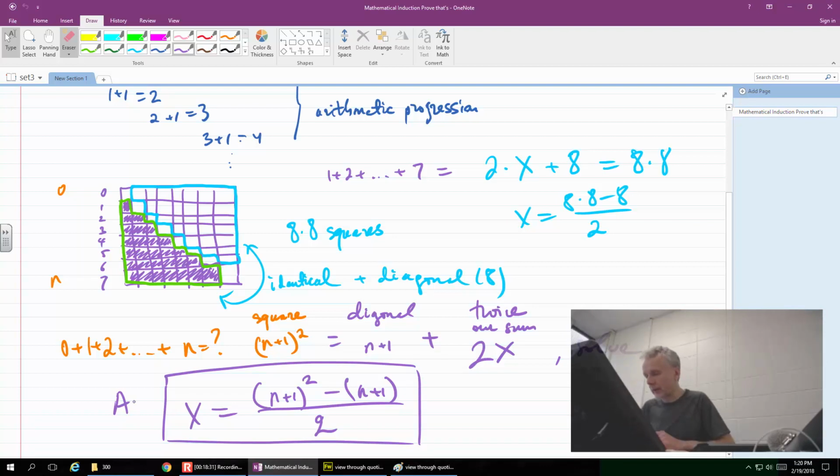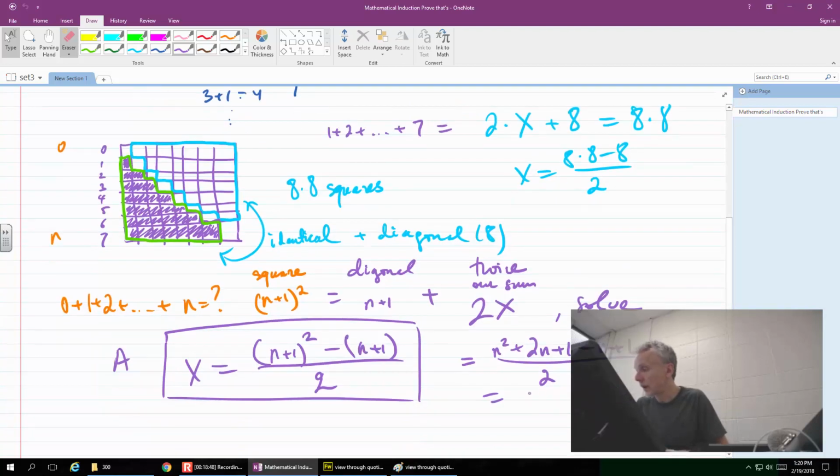There is a way to simplify it. Let's simplify it because we're going to continue on. This is a good formula because it's easy to remember, but probably we can do better than that. n squared plus 2n plus 1 minus n plus 1, over 2. So we're getting n squared plus n plus 2 over 2. What? n squared plus n. Right, I'm sorry.